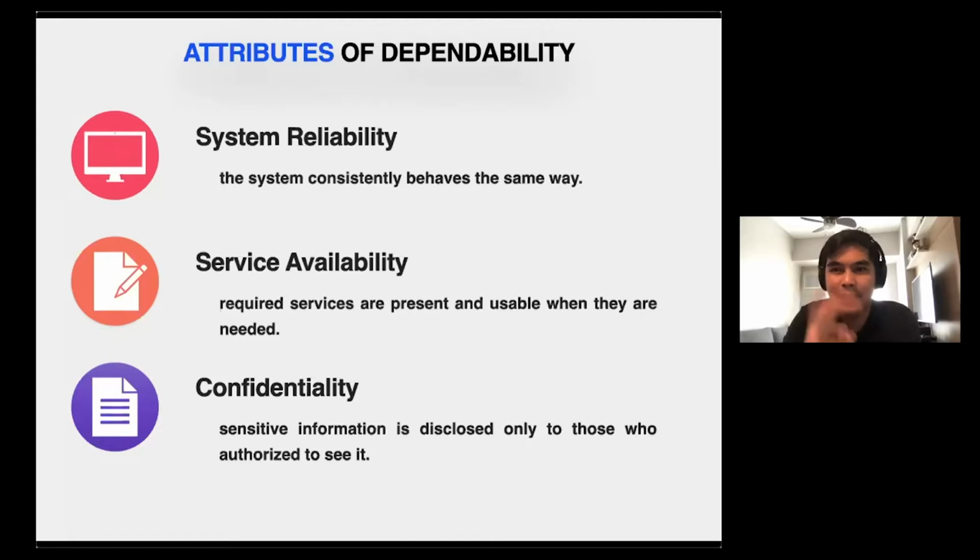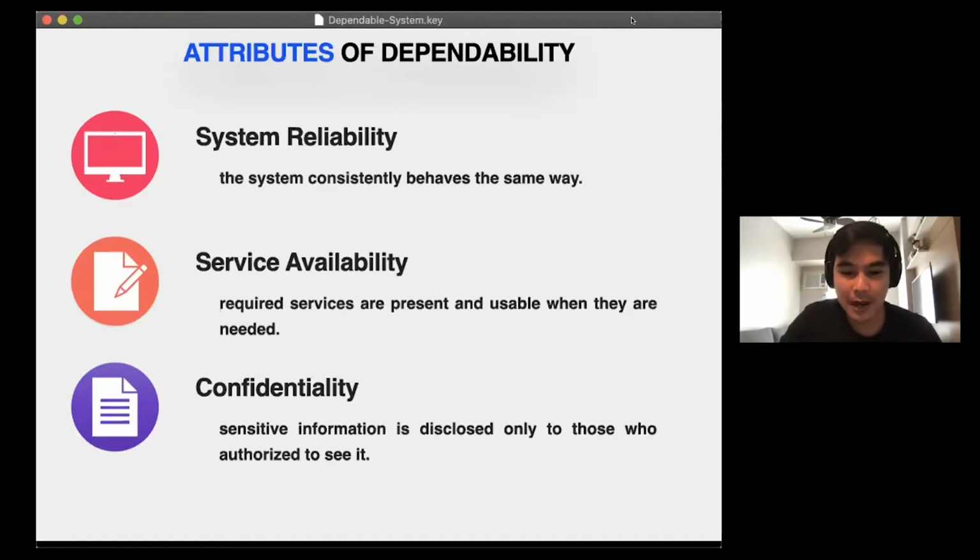Okay, so tatlo yon. Don't forget, because in your examination, you might identify which of the following is not an attribute of dependability based on the given scenario. So you need to remember that a dependable system is composed of reliable system, service availability, and of course, confidentiality. Dapat reliable yung system, free of bugs. So service availability, available yung system if we need them, and it secures the confidential information of our patients in the hospital.